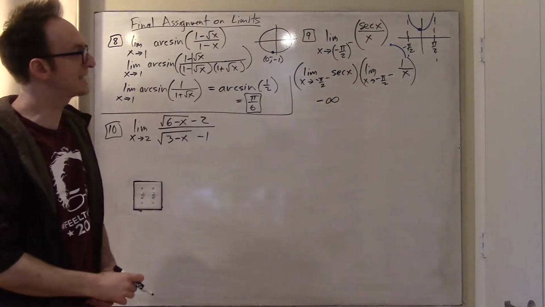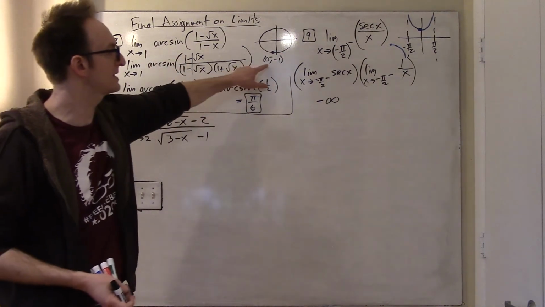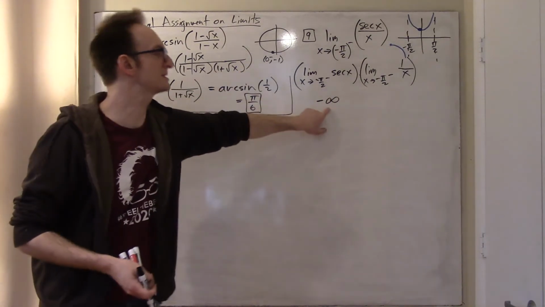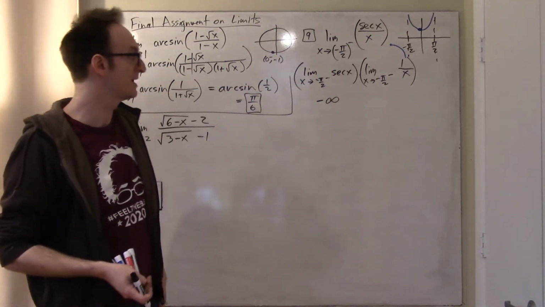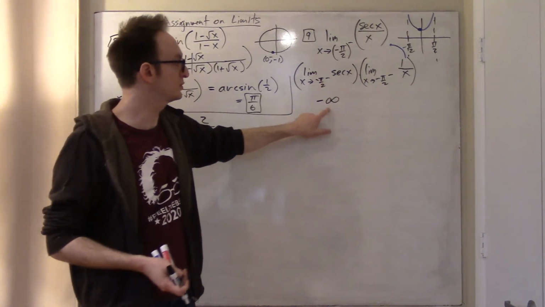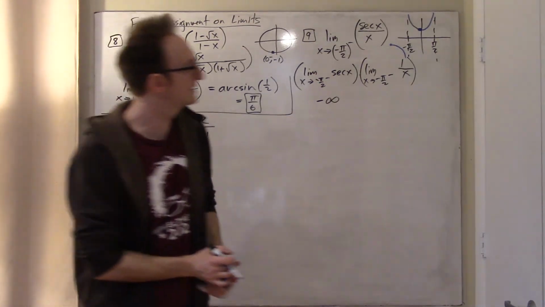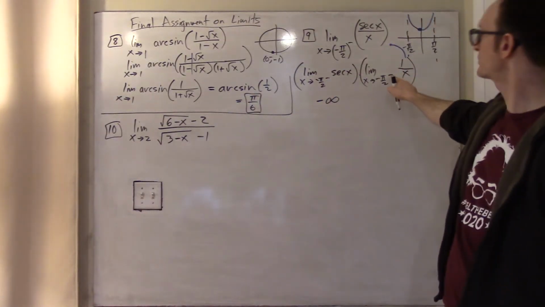And since secant is 1 over the x coordinate, then that's going to be 1 over 0 minus. So that's an alternative way of convincing yourself that secant is going to negative infinity. What about this over here? Is this just totally irrelevant?